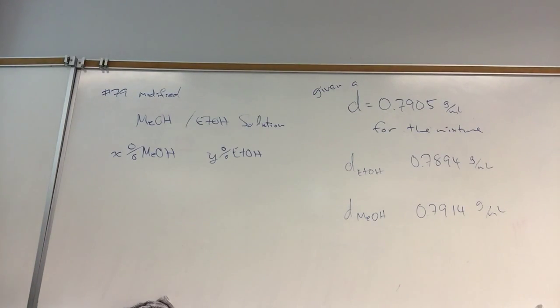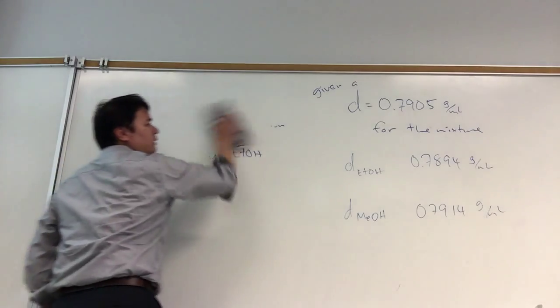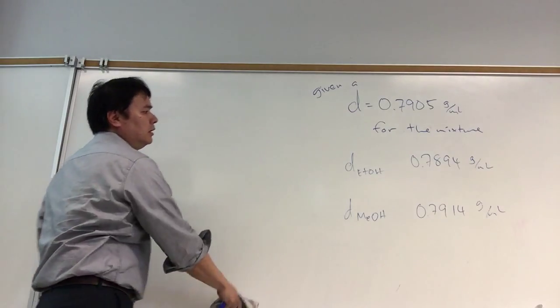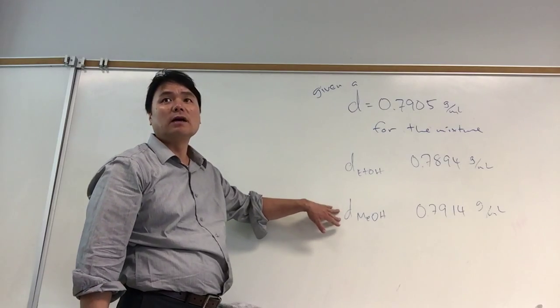Assume that the density of the solution is a linear function of the volume percent composition. And so they're telling us that we expect a linear trend in our observations. And so the way we do the graphical method is this. Which of these two has a higher density? Well, methanol has a higher density.